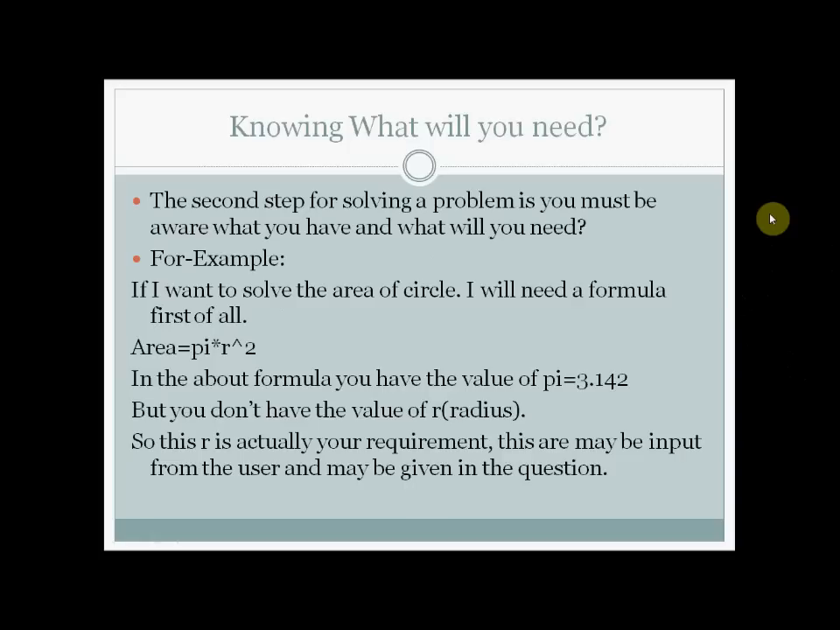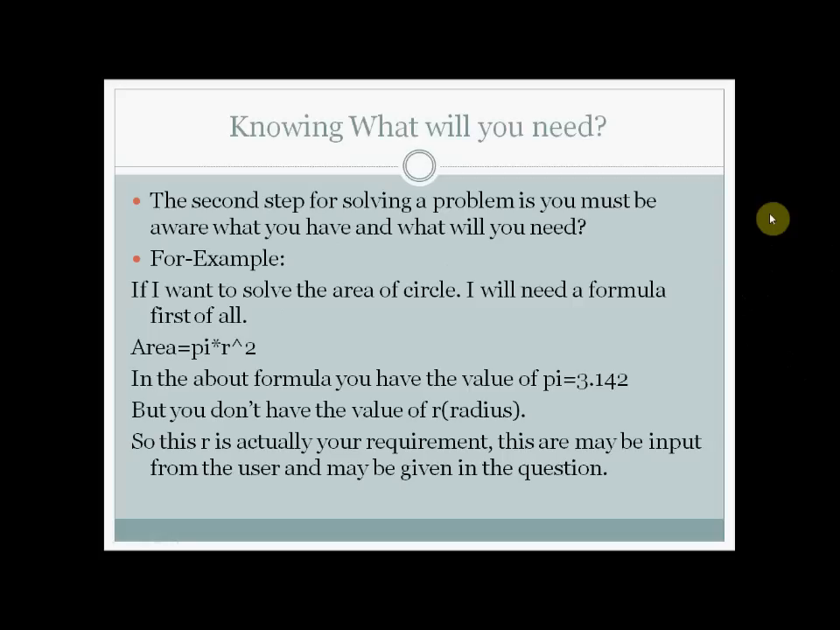Knowing what you need is the second step for solving a problem. You must be aware of what you will have and what you will need. For example, if I want to solve the problem of the area of a circle, I will need a formula first of all. That's what I said in the first tutorial. You must have a basic knowledge of mathematical rules, and you must remember the basic mathematical rules for solving problems and becoming a good programmer.